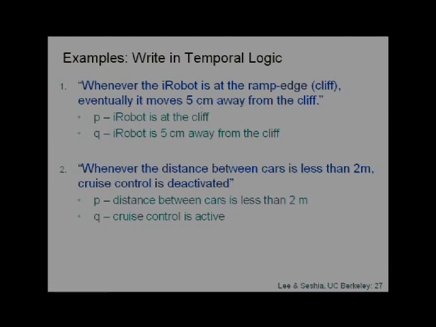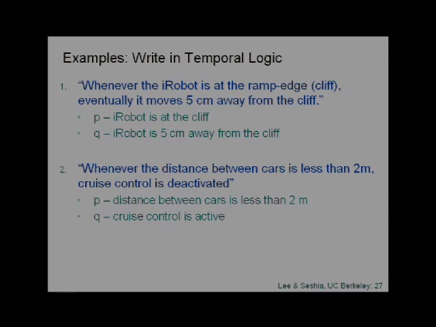P implies FQ. Okay. So P is the robot is at the cliff, and so when it's at the cliff, sometime in the future it moves 5 centimeters away. Okay, that's almost correct, right?